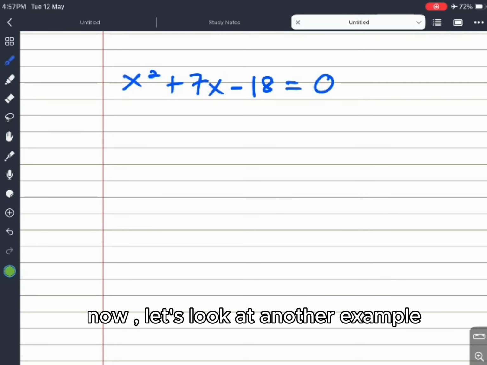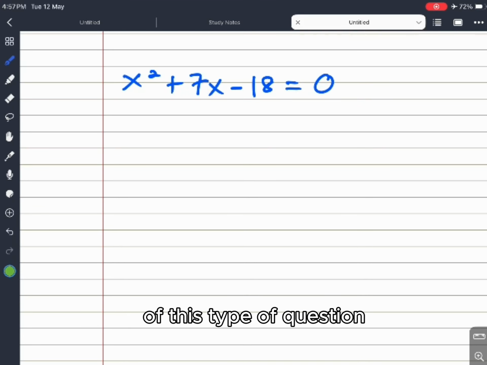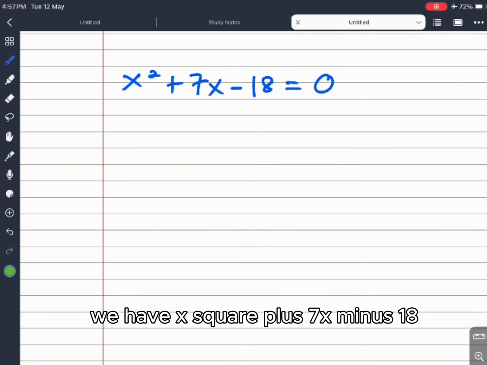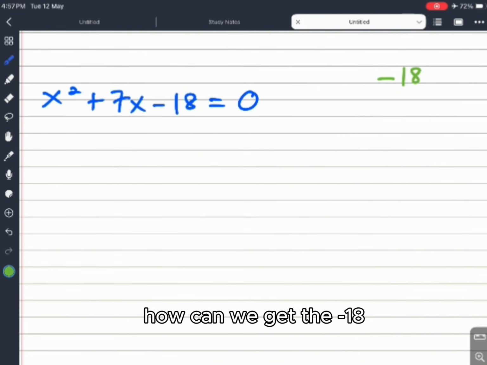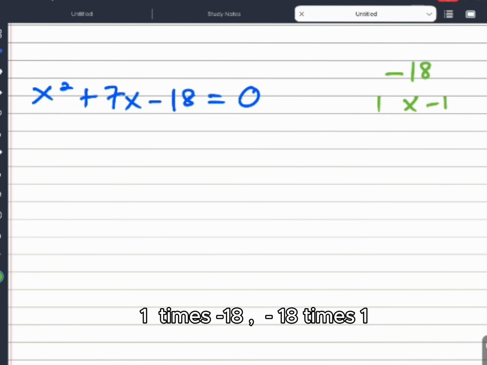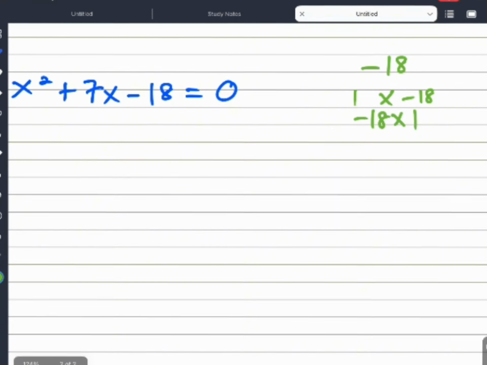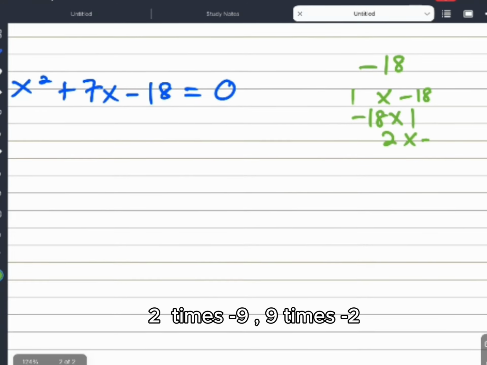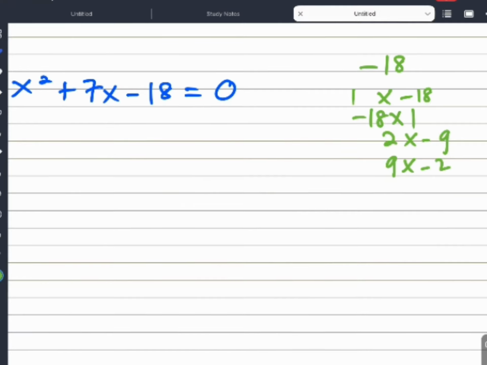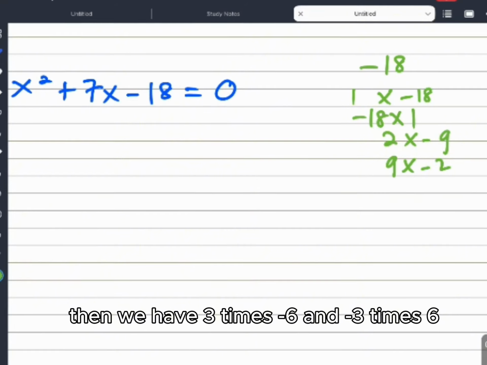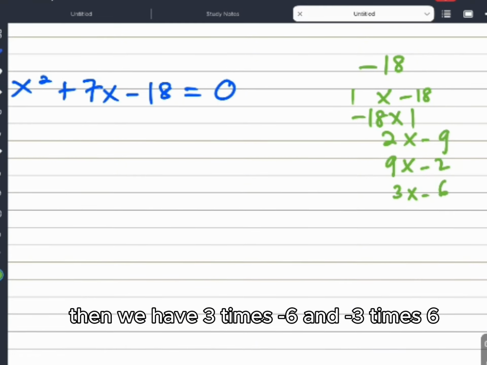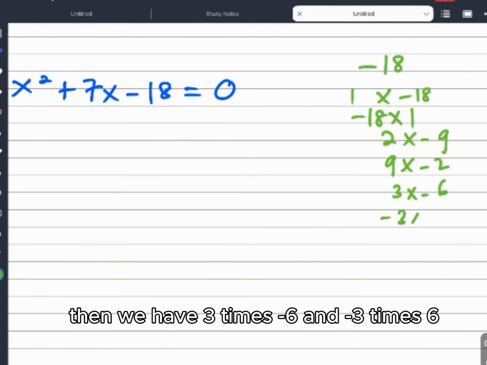Now let's look at another example of this type of question. So we have x squared plus 7x minus 18. How can we get the negative 18? 1 times negative 18, negative 1 times 18, 2 times negative 9, 9 times negative 2. Then we have 3 times negative 6 and negative 3 times 6.